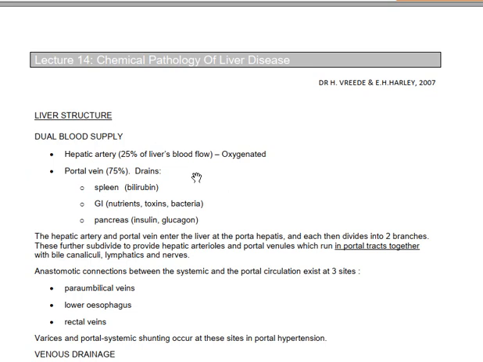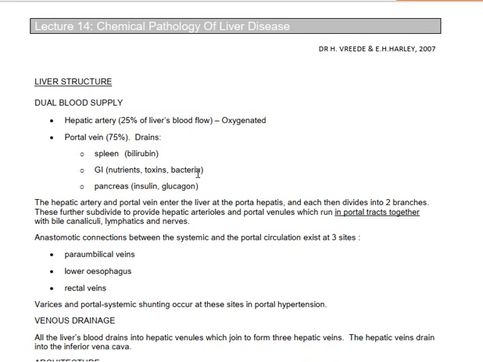So now we are going to start with the liver structure. With the structure of the liver, you need to know that the blood supply to the liver is based on the hepatic artery, which supplies 25% of the liver blood flow, and the portal vein, which supplies 75% of the liver blood flow.